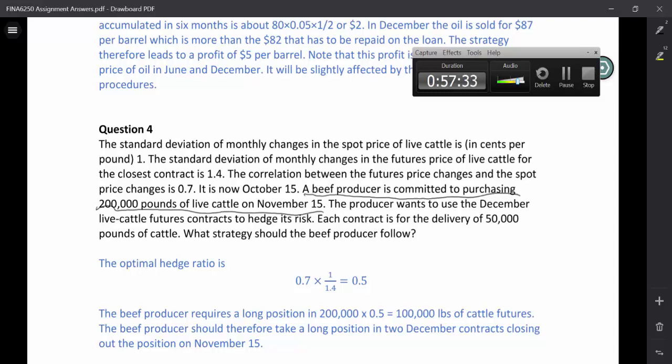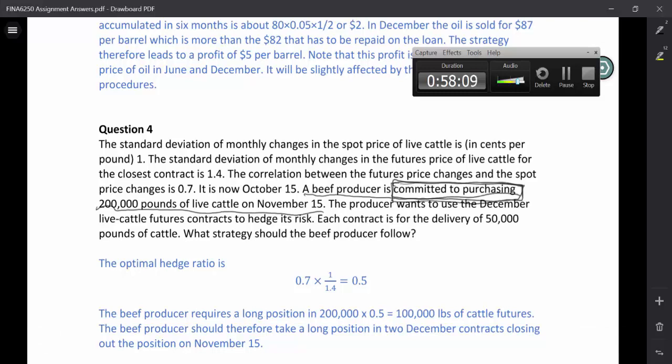So whatever you do, whether you're long or short, your purpose is to make some money when the price goes up. Now, how do you do that? You make some money when the price goes up by going long or short. You know what I'm saying? Yeah. Now, it says a beef producer is committed to purchasing. This is the key. These are the key words. Okay. I tell you when you will be short.